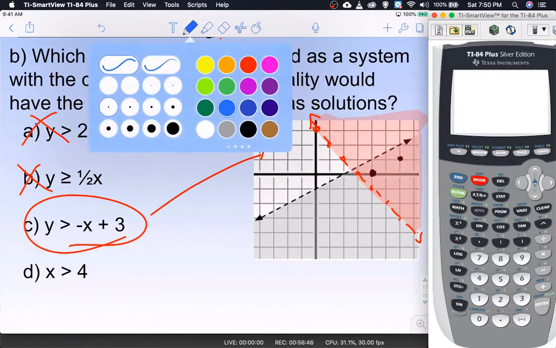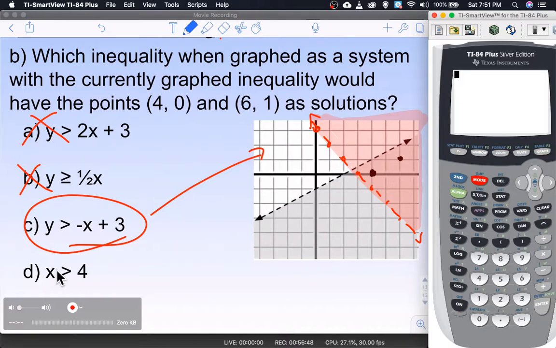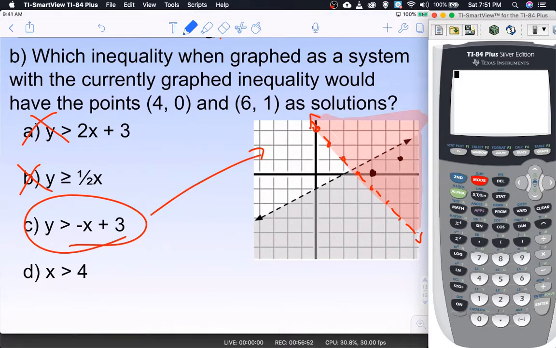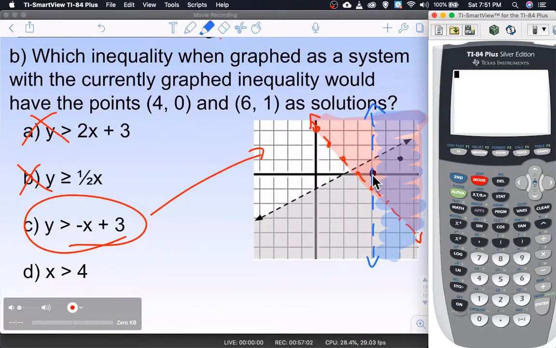Now, for completeness, you're usually supposed to check the last choice as well. If I graph the last line, it looks like this. And it would be shaded to the right. This would not be a solution because this point would be on the dotted line, which means this one point would not satisfy this bottom equation.